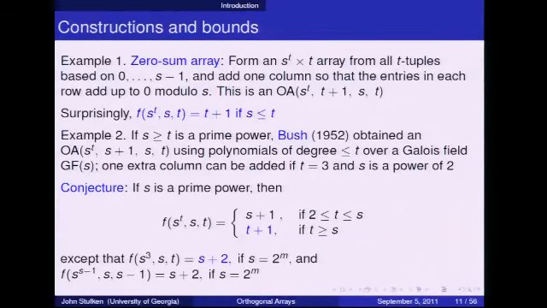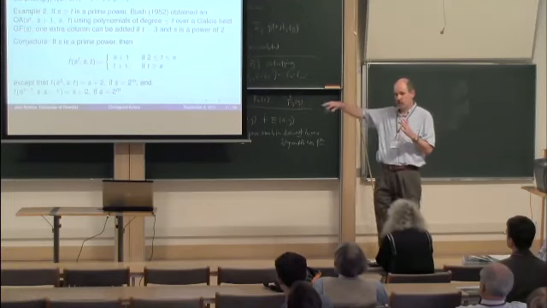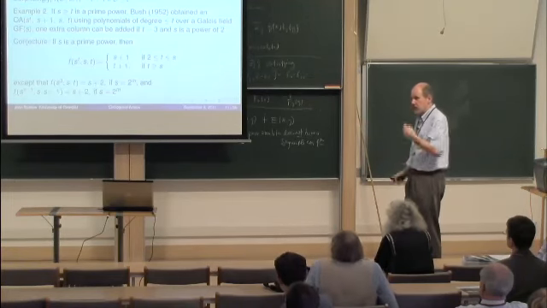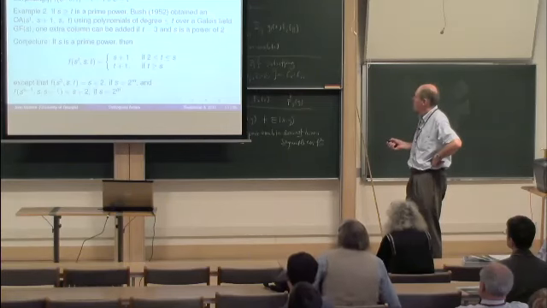So let's say a little bit more about constructions and about the bounds. The simplest construction of an orthogonal array is probably the zero-sum array. What you do is you take an s to the t by t array, that's what you start with, consisting of all possible t-tuples based on the elements 0 to s minus 1. So there are s to the t of them, that's why you wind up with s to the t rows, and they're t-tuples, so every row is of length t. So it's an s to the t by t matrix. And you add 1 column to it, so that in every row, the elements add up to 0 modulo s. If you do that, you can show that's an orthogonal array.